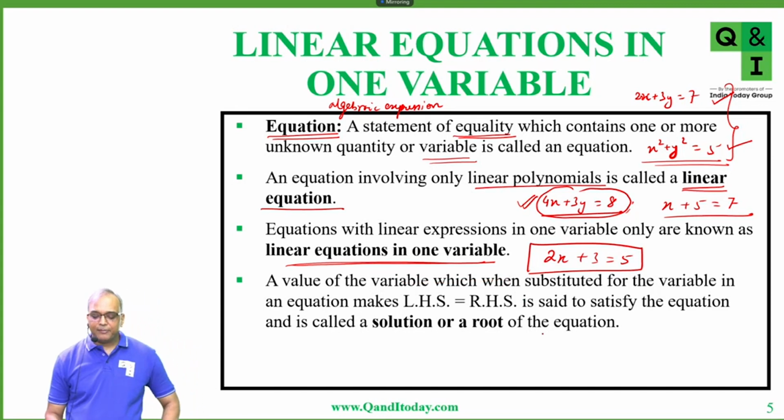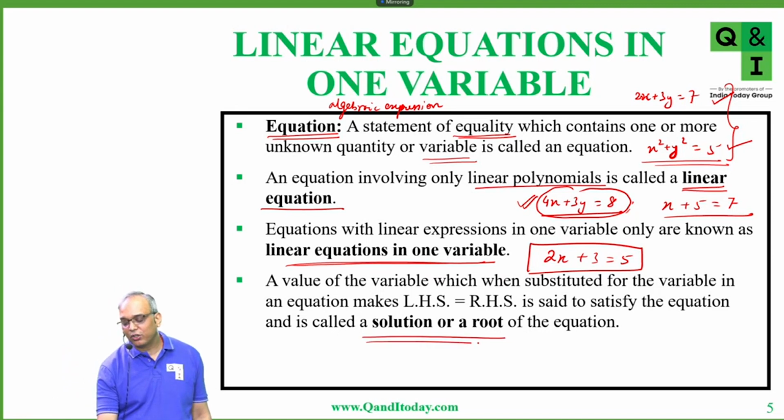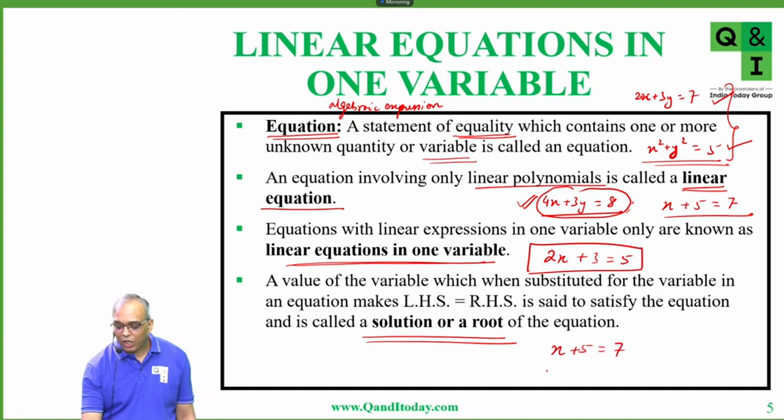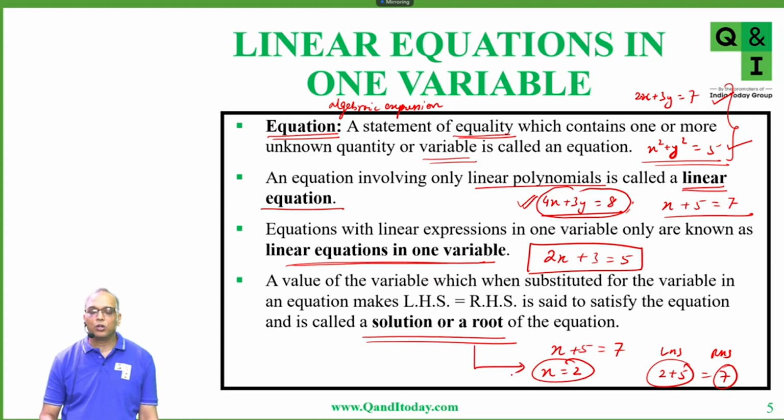A value of a variable which, when substituted for the variable in an equation, makes the LHS equal to RHS is said to satisfy the equation and is called the solution or root of the equation. For example, let's say we have an equation x plus 5 is equal to 7. Now, if I put the value x is equal to 2, then you will have 2 plus 5 is equal to 7. So LHS and RHS here are equal, isn't it? So x is equal to 2 will be the solution or root of this equation.